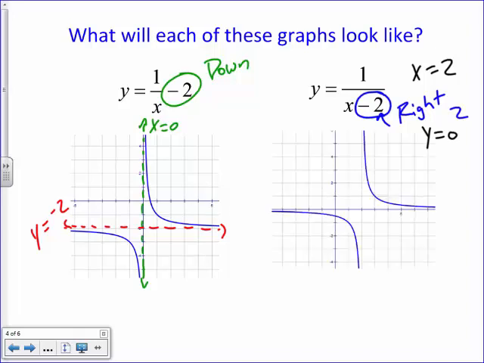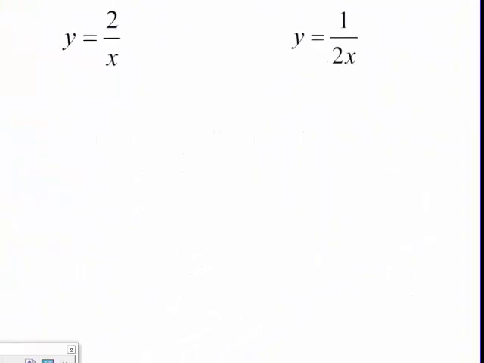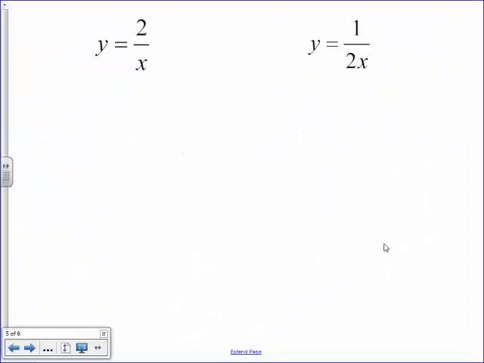And if I took a look, there we go. So I got my horizontal at y equals 0, and then my vertical at x equals 2. What if I threw some stretches in here? The thing with stretches, the best way to think of it is almost like factor out the stretch. So in this case, what I could really rewrite this as is y equals 2 times 1 over x.